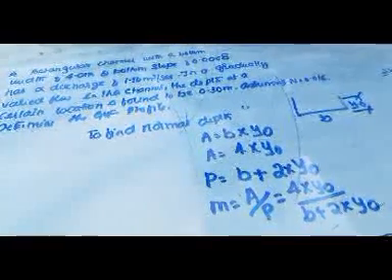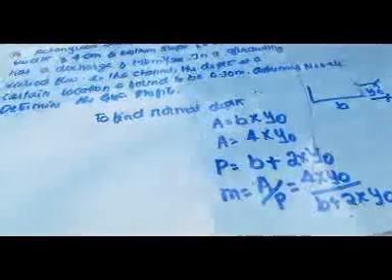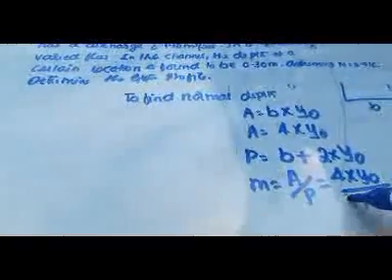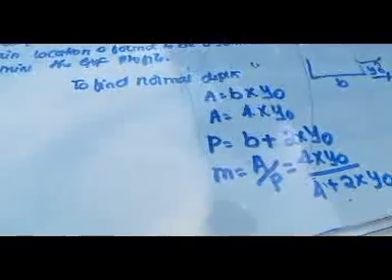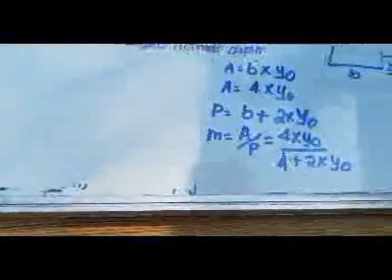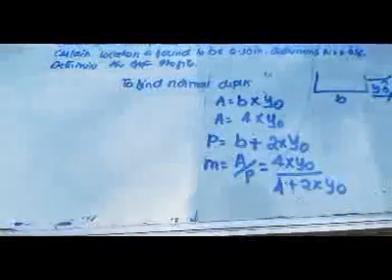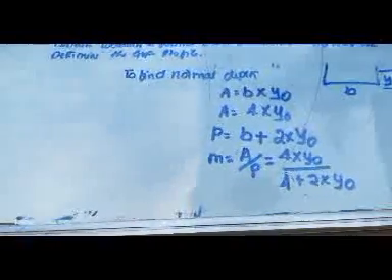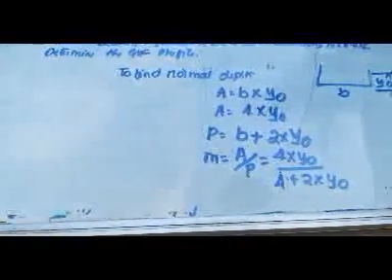B plus 2 into Y0. So how can we make it? This one is 4 plus 2 into Y0. We can write it as 4 plus 2 into Y0. So that is the answer.